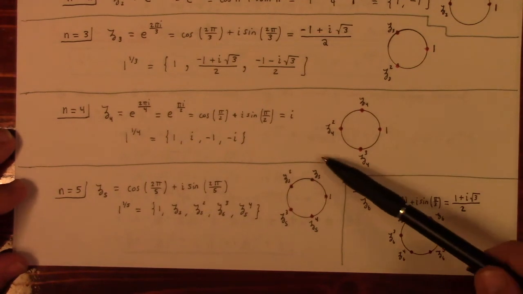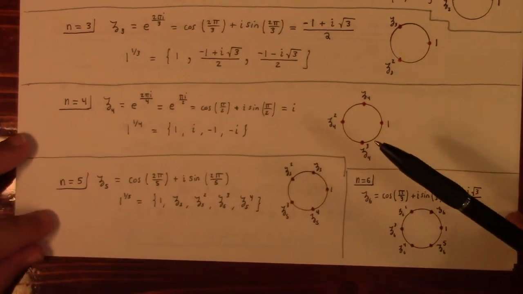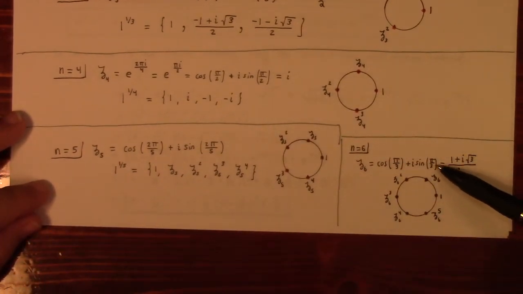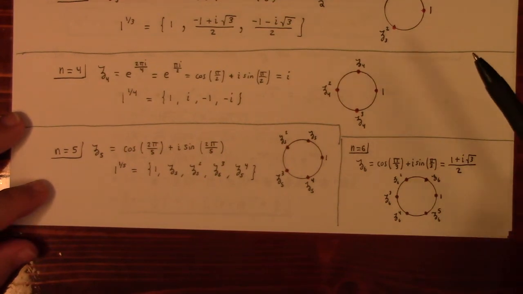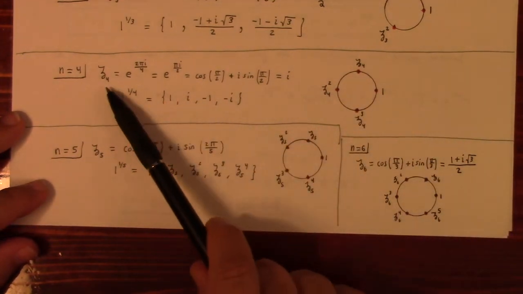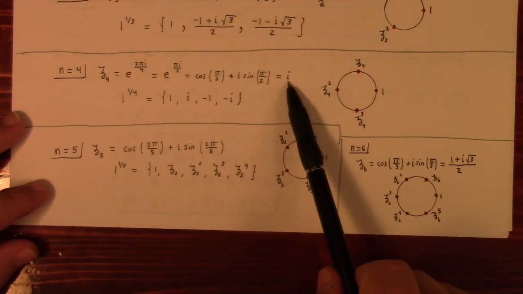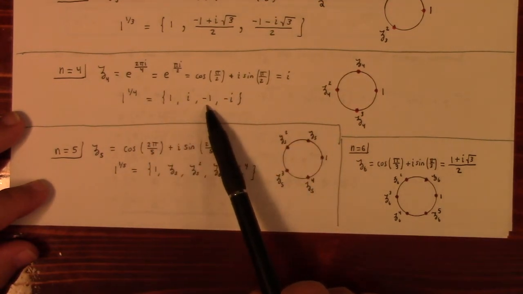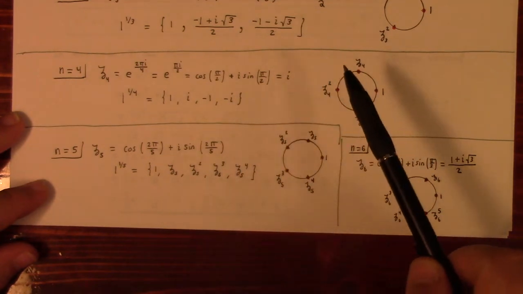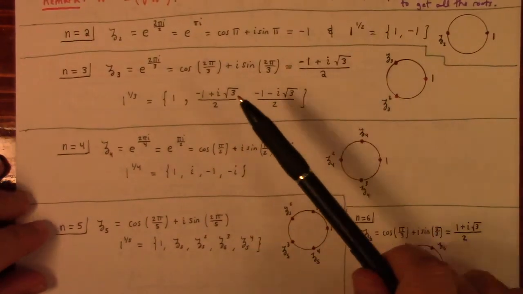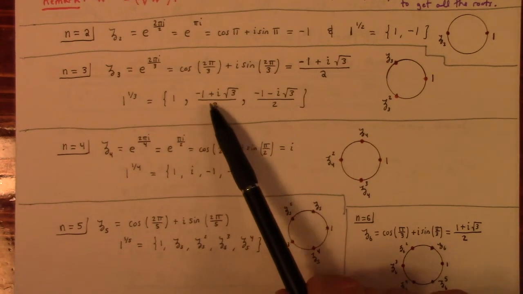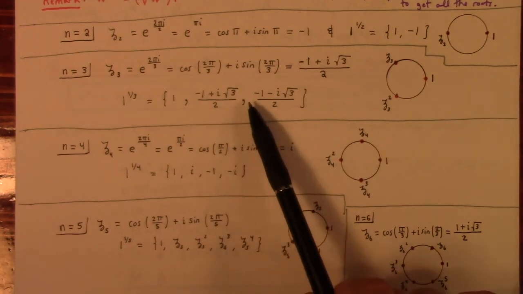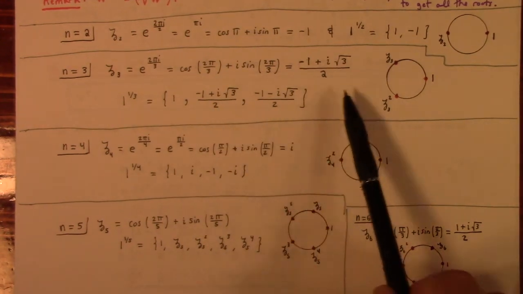And down here are the fifth roots of unity, and here are the sixth roots of unity. Like the fourth root of unity, the principal fourth root of unity is just i. It's kind of cool: 1 to the 1/4 is just 1, i, i squared is minus 1, i cubed is minus i. The principal third root of unity is minus 1 plus i root 3 over 2. When you square that, you get this, so they look like this.